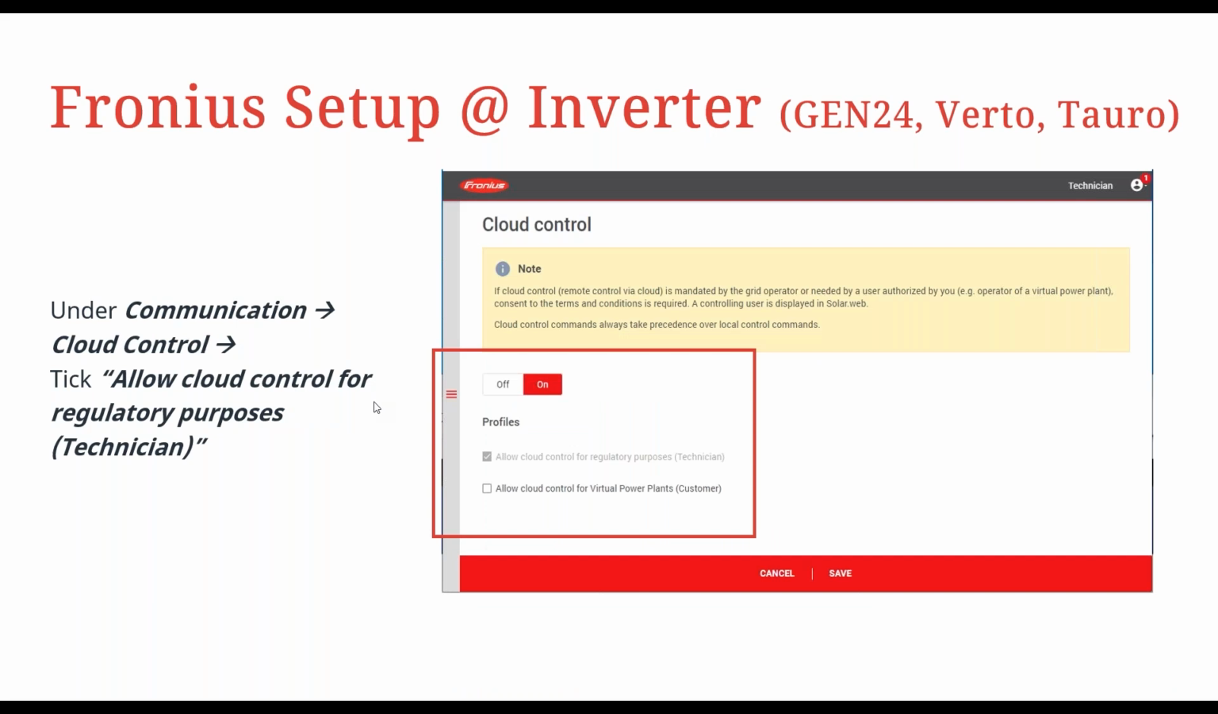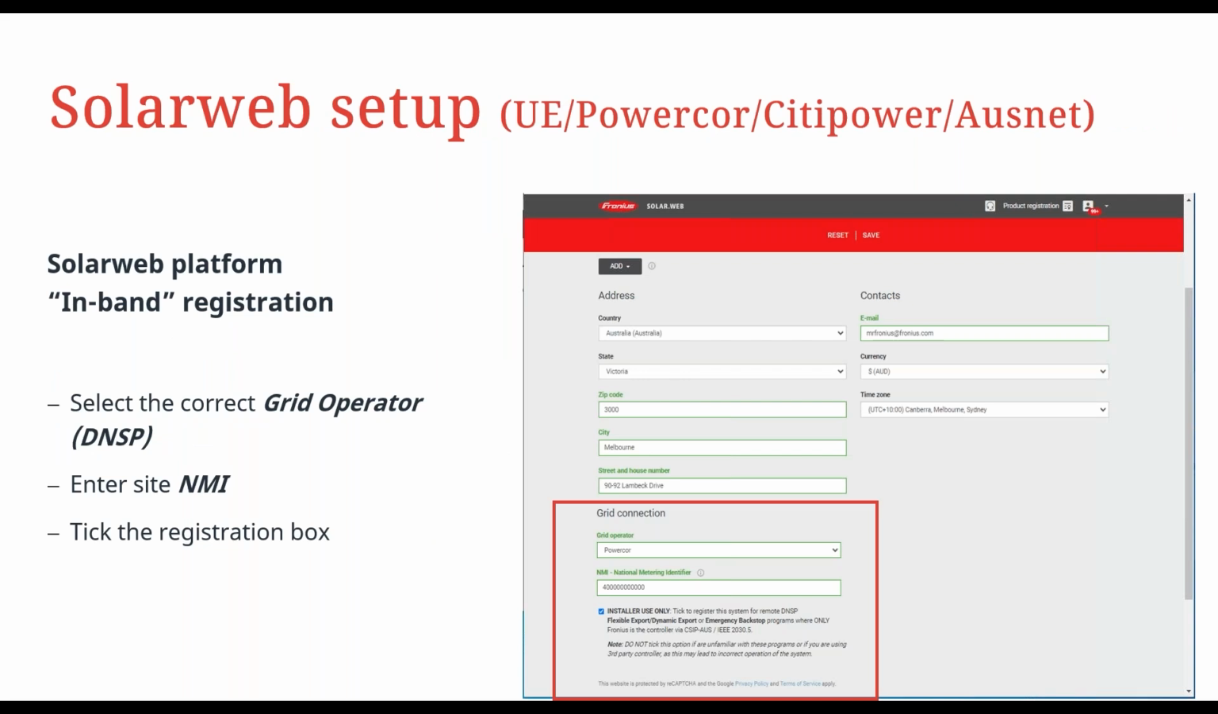Then you go under Communication and Cloud Control, and you have to set to on the Allow Cloud Control for regulatory purposes under the technician password there, and hit Save. Then that's all you need to do on site, or let's say it depends if you're doing the Solar.web registration on site as well.